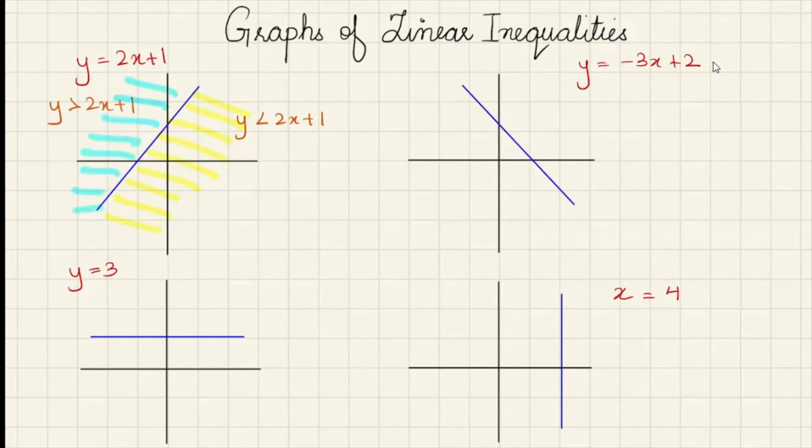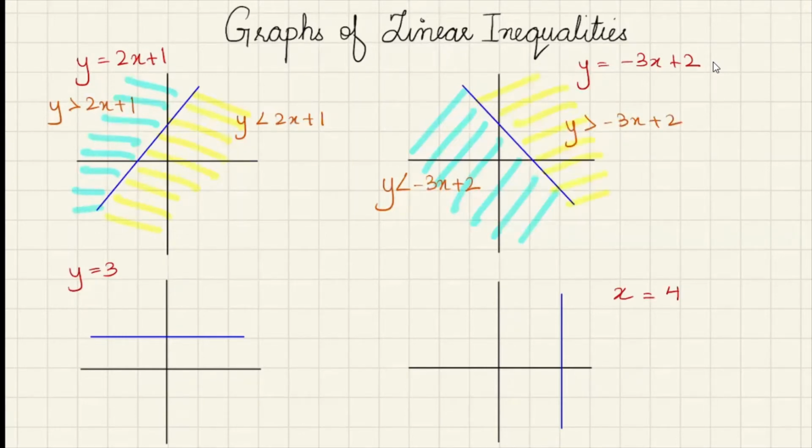Okay, let's look at the second one. If this is my line, then this is the downward part and this is the upward part, which means that this would be less than and this would be greater than. Let me just write it down as well. So y is less than minus 3x plus 2 and this would be y is greater than minus 3x plus 2. So this would be greater than.